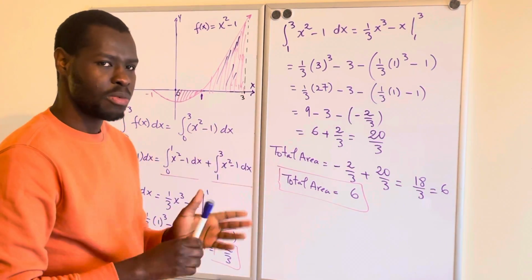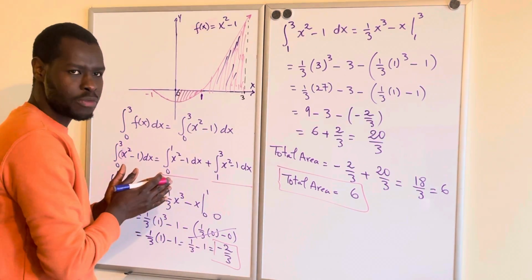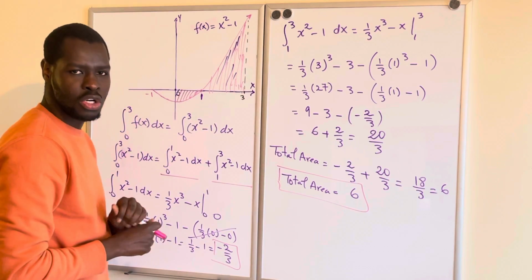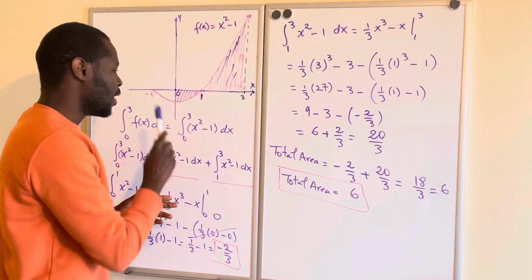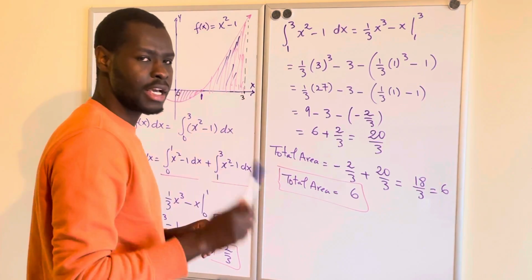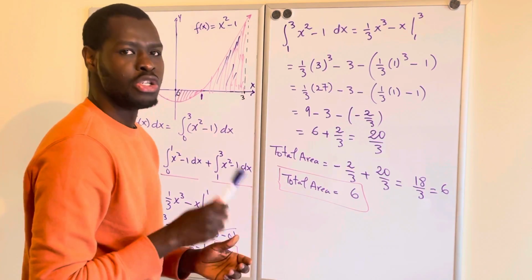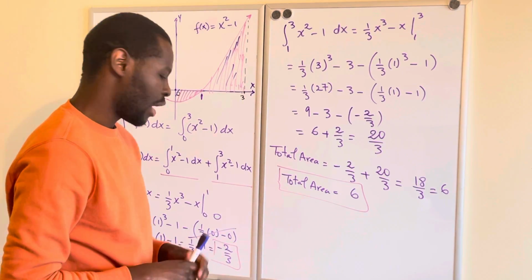Just to summarize the whole thing, just remember, when given this kind of function, try to split it into two intervals if you have to. And remember that when the area is below the x-axis, it is always negative, and even when you take the integration of it, you will find a negative value, just like we did here.